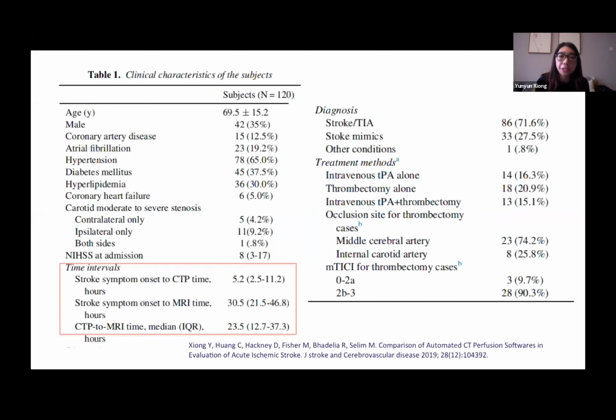And in total we included 120 patients, the mean age was 70, and 35% of them were male. For the time interval between stroke symptom onset and CTP, the median time was 5 hours. For stroke symptom onset to MRI, the median time was 30 hours. And the CTP to MRI duration median was 24 hours. So some patients may have infarct progression during these 24 hours. And they had different kinds of acute stroke treatment. And we also checked whether they had successful recanalization for these patients.